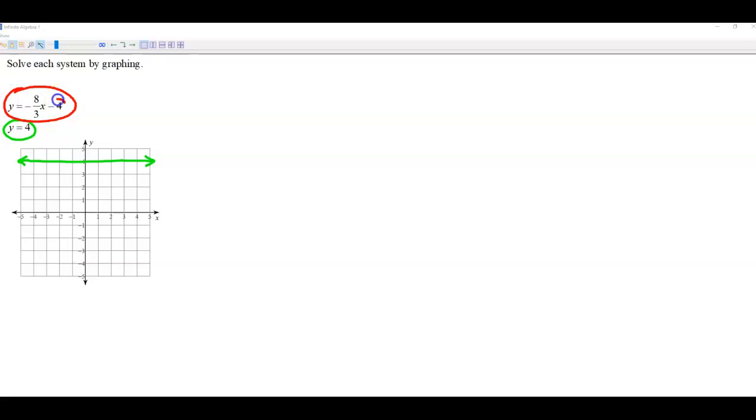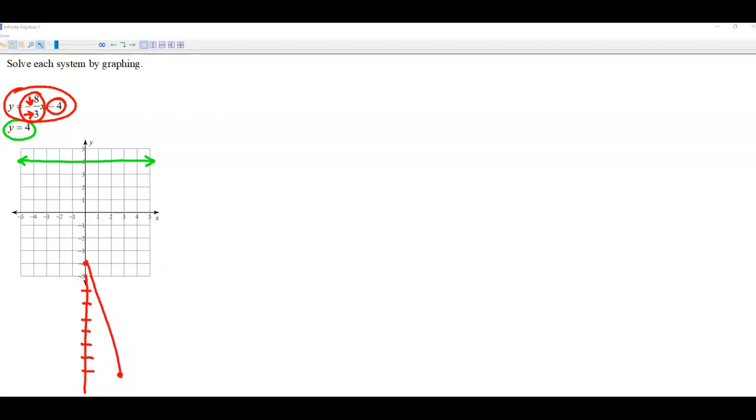For that one, my y-intercept is -4, so I'm going to start down here at -4. And then I'm going to use my slope to determine the next point. It's negative, so I'm going to be going down 8 and then right 3. So down 8, right 3. I have to add to my graph here a little bit. So 1, 2, 3, 4, 5, 6, 7, 8, and then right 3 would put me like right about there.